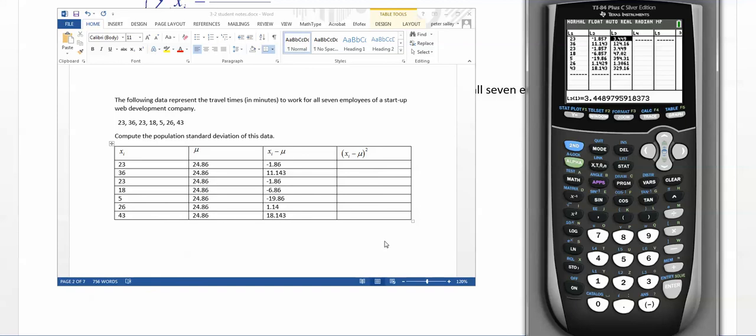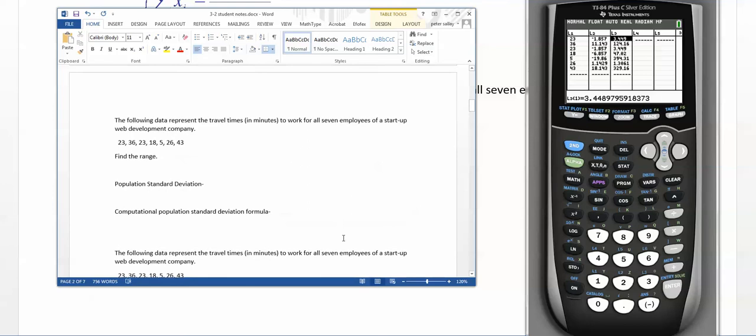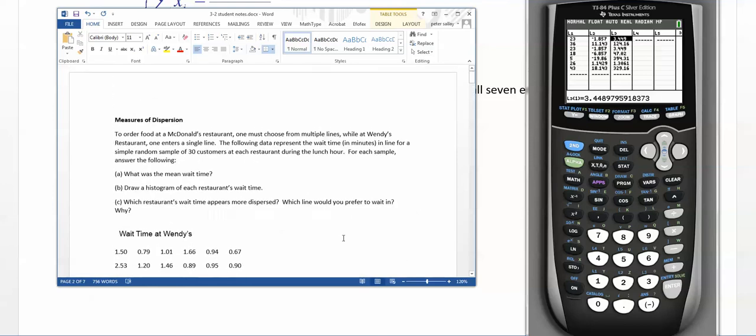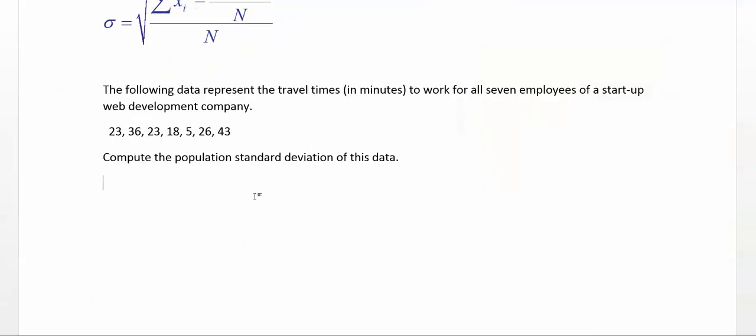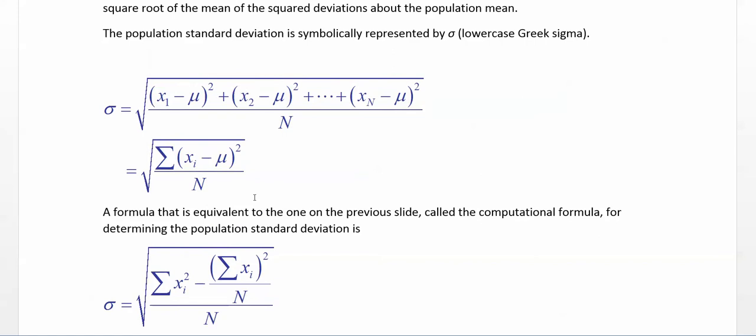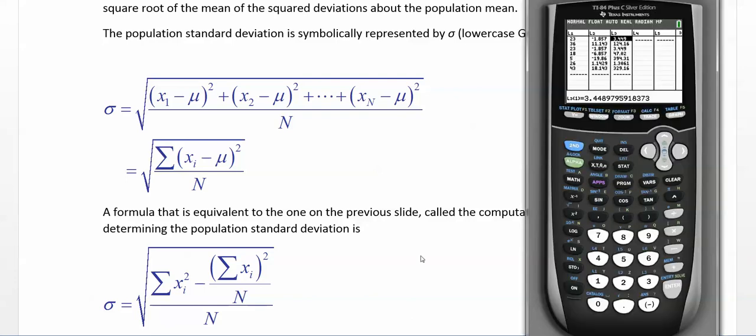And so at this point, let me go back to the formula here. What the formula says, it says to add up, that symbol there means sum, it says add up all the differences squared, divide it by the total, and then take the square root. Okay, so if I go to the home screen, L3 is all of those squared things.